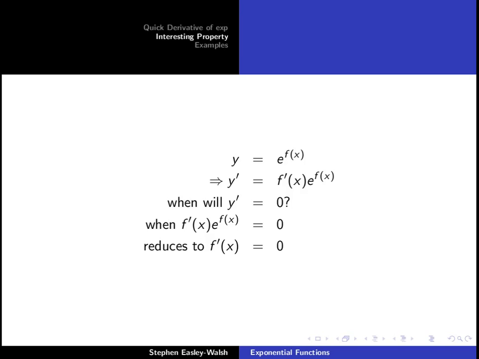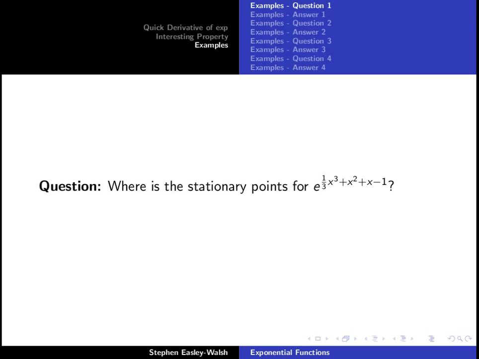Let's look at some examples. Where are the stationary points for the function e to the power of 1/3 x cubed plus x squared plus x minus 1? The derivative here requires us to differentiate the power and bring it down. So the derivative of the power times the original function. The derivative of the power in this case will be x squared plus 2x plus 1, and the original function is multiplied.